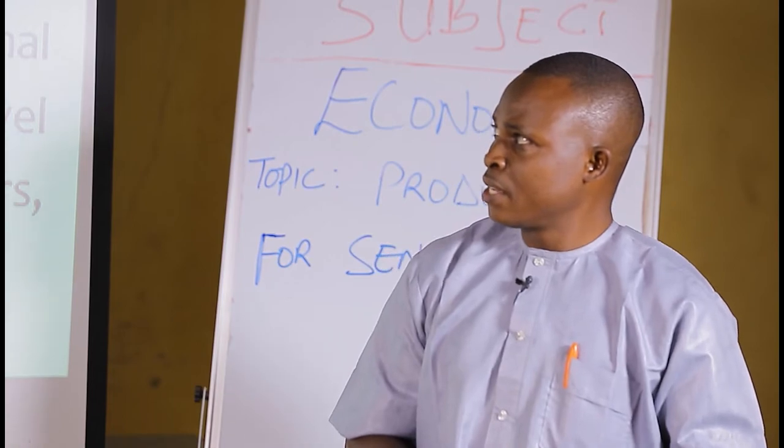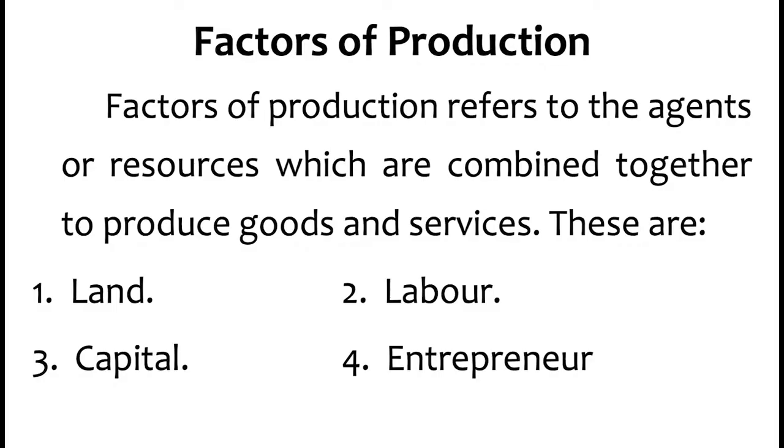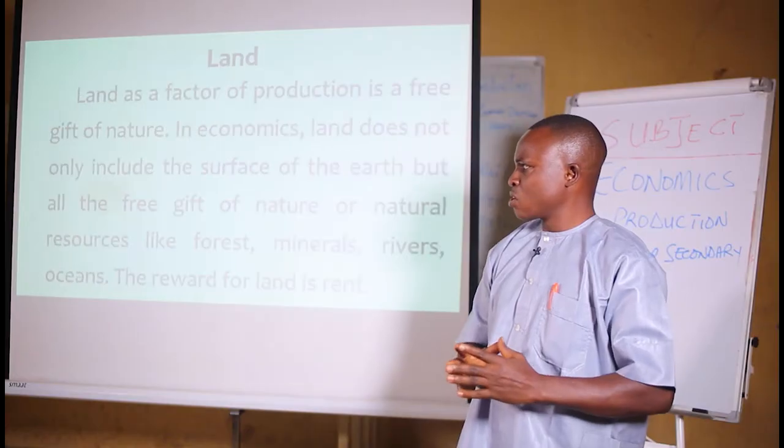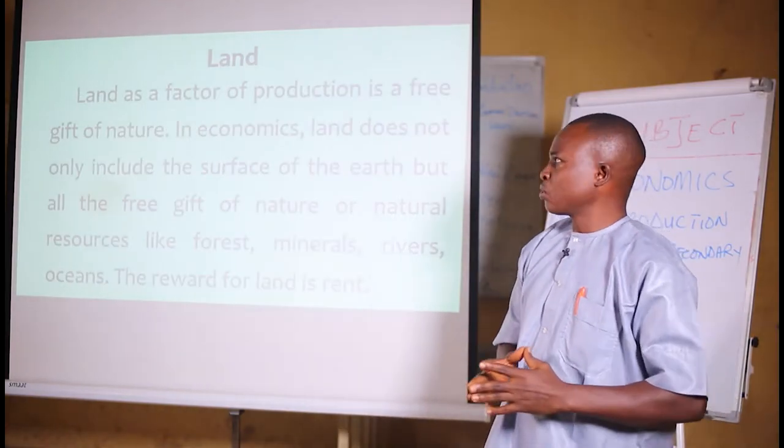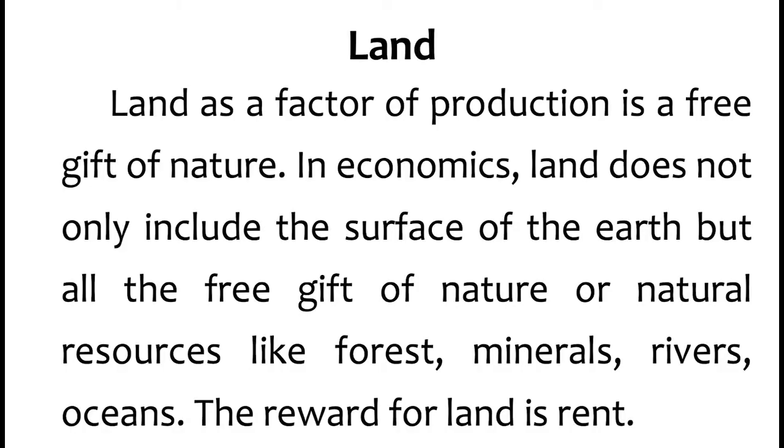The next item is factors of production. The factors of production are equally classified into four. The first one is land, the second one is labor, the third one is capital, and the fourth one is entrepreneur. Now, let's look at the concept of land. Land as a factor of production is a free gift of nature. In economics, land does not only include the surface of the earth, but all the free gifts of nature or natural resources like forests, minerals, rivers, oceans, among others.